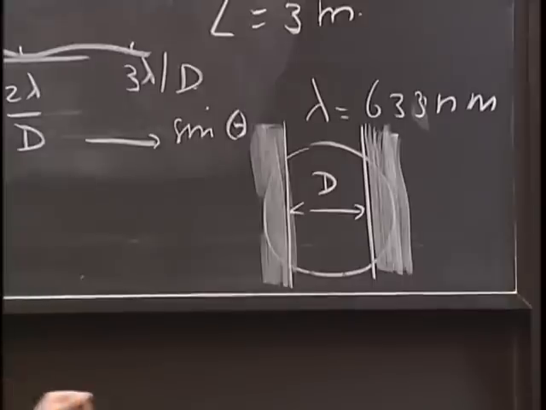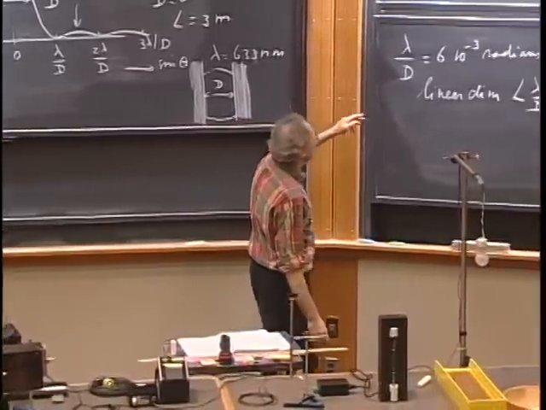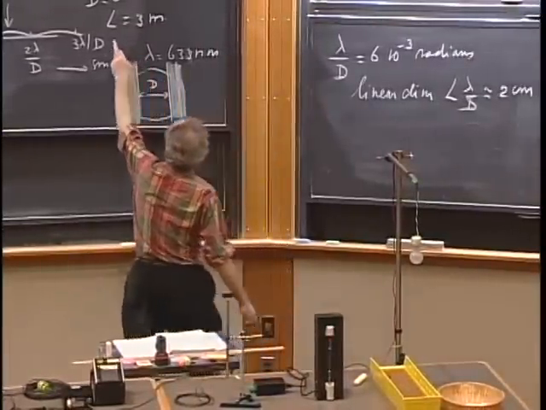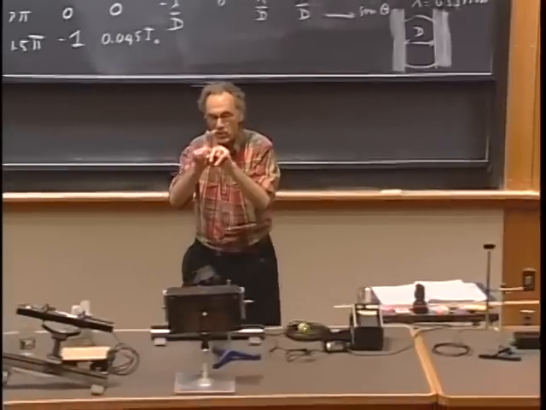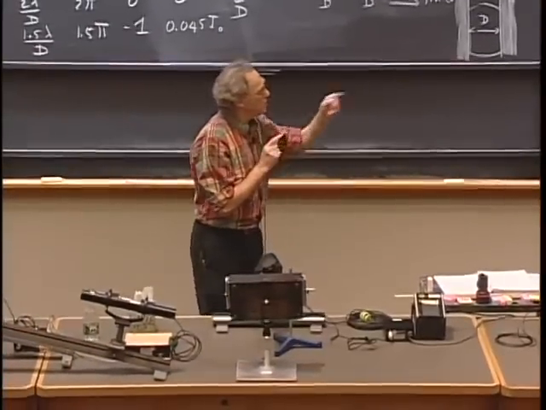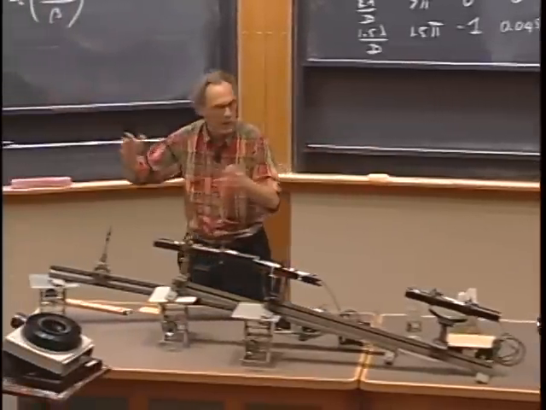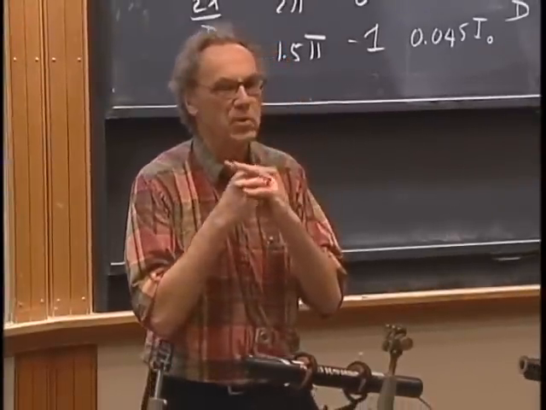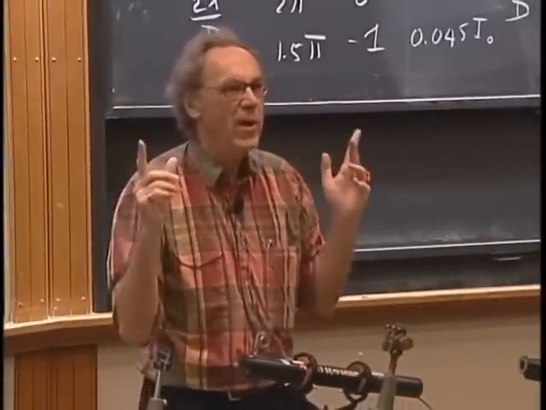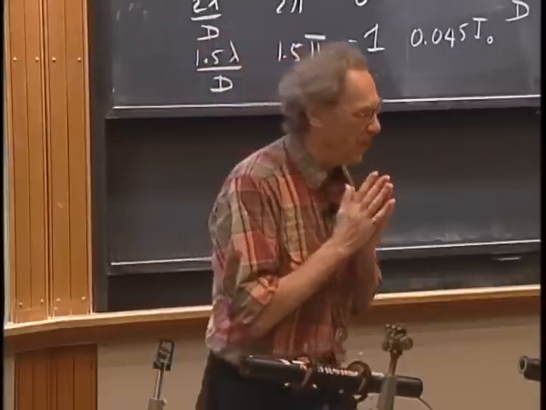And so we already made a prediction that the linear dimension then, if the opening is only a tenth of a millimeter, you would expect that the central maximum on that screen, which is about 3 meters away, that's why I chose the 3 meters, that central maximum will then be 2 centimeters wide. But I can make it way wider because I can make D way smaller than a tenth of a millimeter.